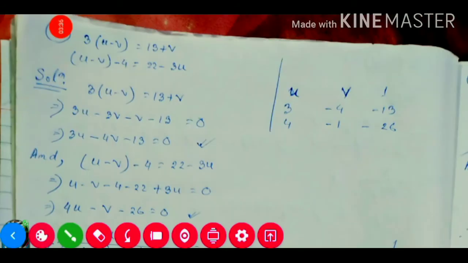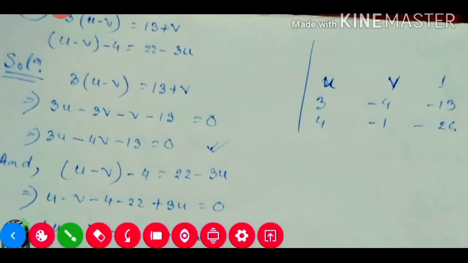After question number 8, now we will solve question number 9. Question number 9, this one is equation number 1 and this one is equation number 2. So from equation number 1, how will it be given? 3 into u minus b, so we'll multiply 3 into u, so 3u. And minus, here it is minus, this one plus, so plus minus minus, 3 into b will be 3b.